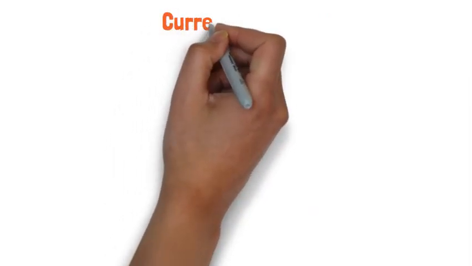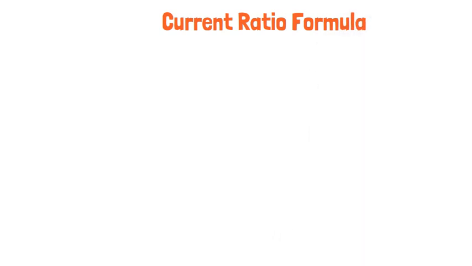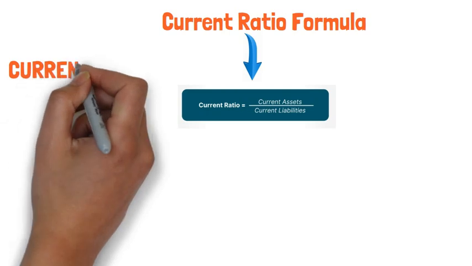Now let's look at the current ratio formula. Current ratio is calculated by the formula current assets divided by current liabilities.